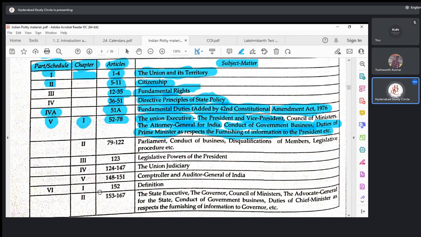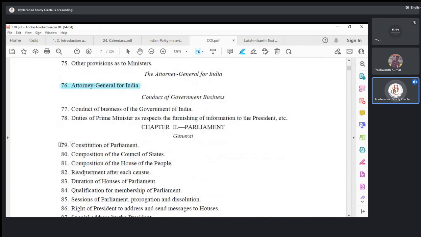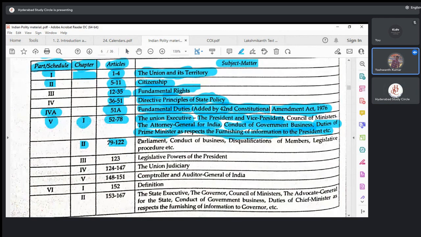Now, what is chapter 2? Chapter 2, from Article 79 to 122. Parliament. What is the article number for Parliament? Please note, article number for Parliament is 79. Then you have conduct of business.